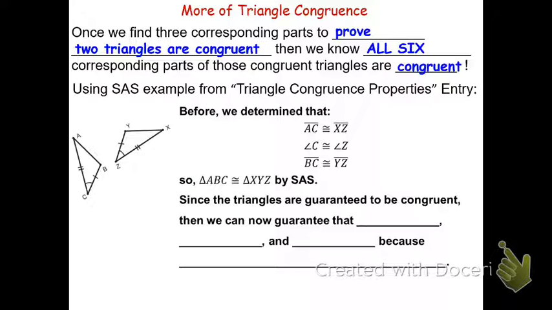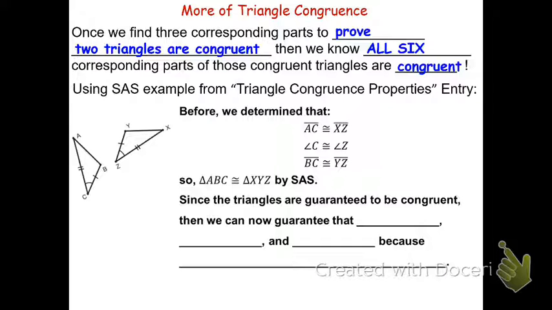So let's look at an example here. In a previous example with the side angle side example, we went through and proved the triangles were congruent. We were given that segment AC is congruent to segment XZ, that angle C is congruent to angle Z, and that segment BC was congruent to segment YZ. So the triangles are congruent by side angle side.